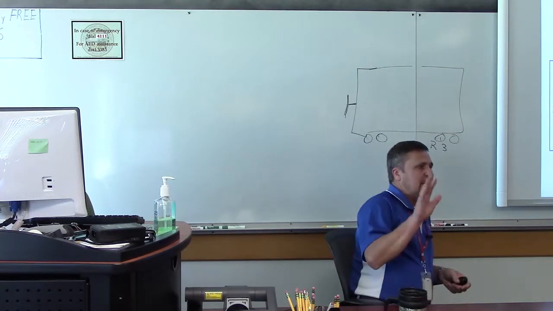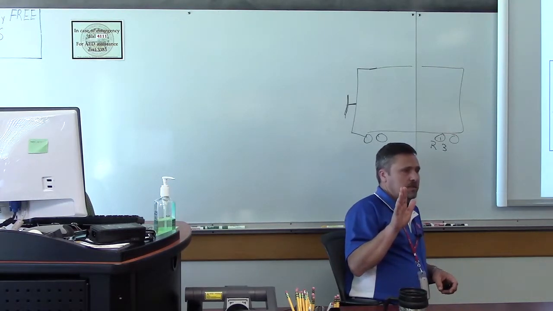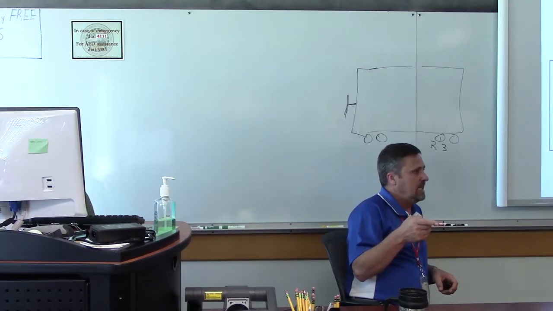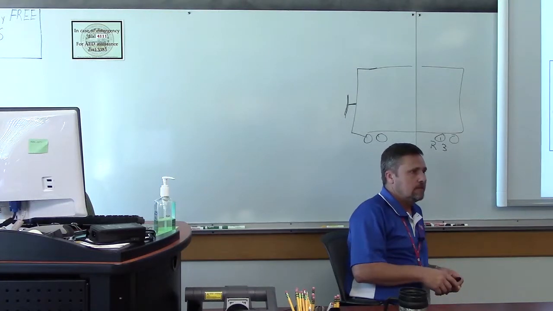So if I've got 5 platforms, how many control valves? 3, right? 5 divided by 2 is 2.5. Round it up to 3.